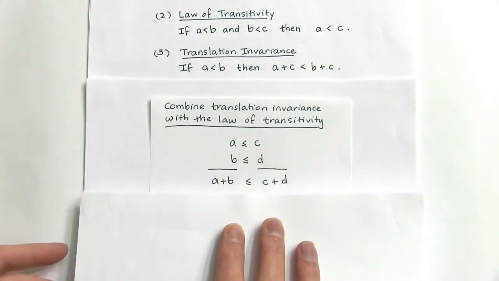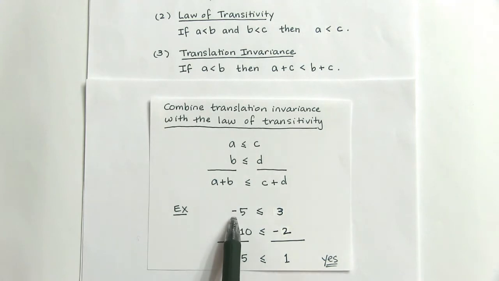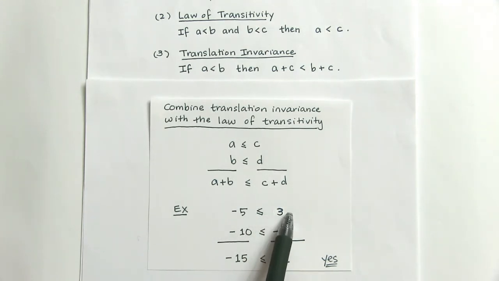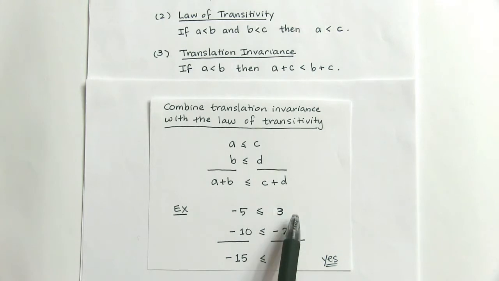Here's another example with numbers to see how the property works. So here I have an inequality, minus 5 is less than or equal to 3, and minus 10 is less than or equal to minus 2. And when I add the left-hand sides of this inequality, I get minus 15. And when I add the right-hand sides, I get 1. And yes, minus 15 is indeed less than or equal to 1. So the inequality is preserved.